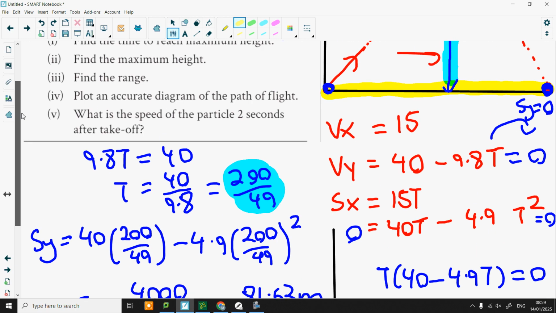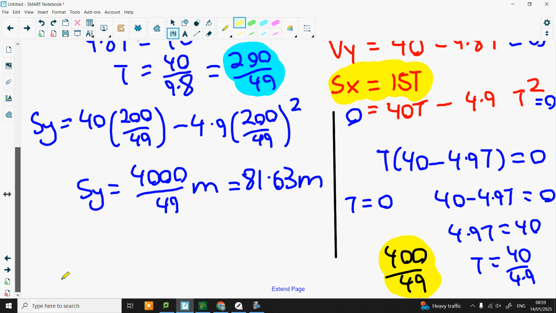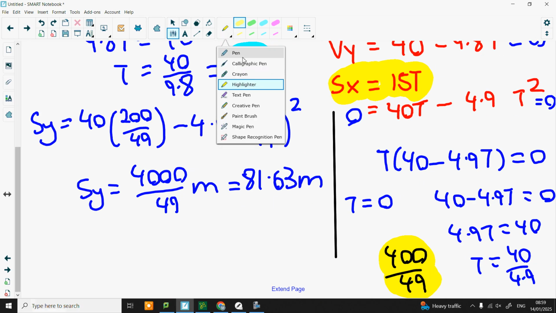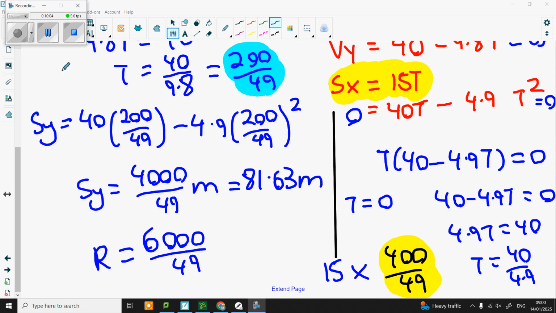Now, what are we after now? We're after what's called the range. What direction is the range in? So what formula would be a good idea? 15 multiplied by your time. So get your time and just multiply by 15 and you'll get your range. Anybody? 6,000 over 49. 6,000 over 49. Cool with that? Okay.